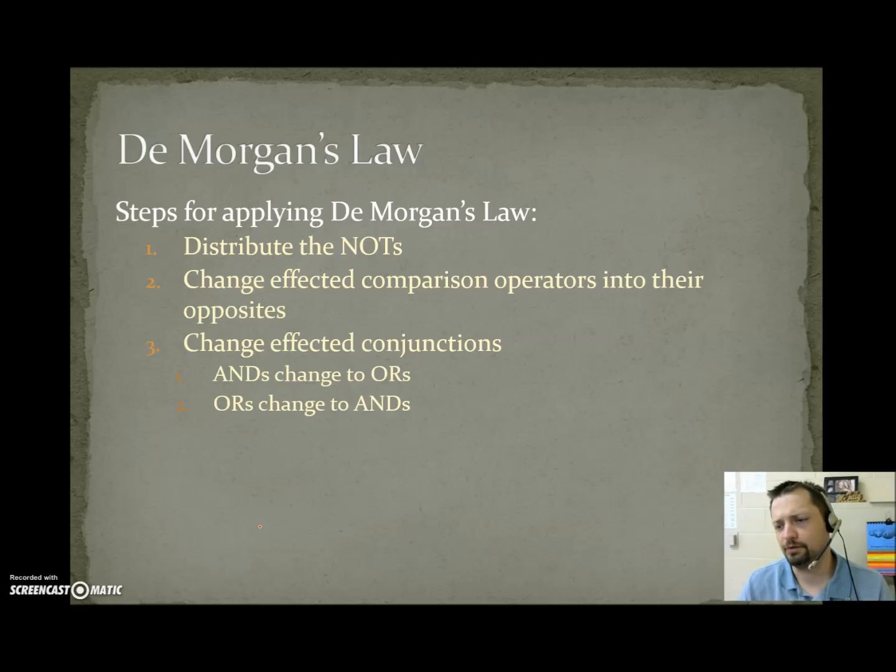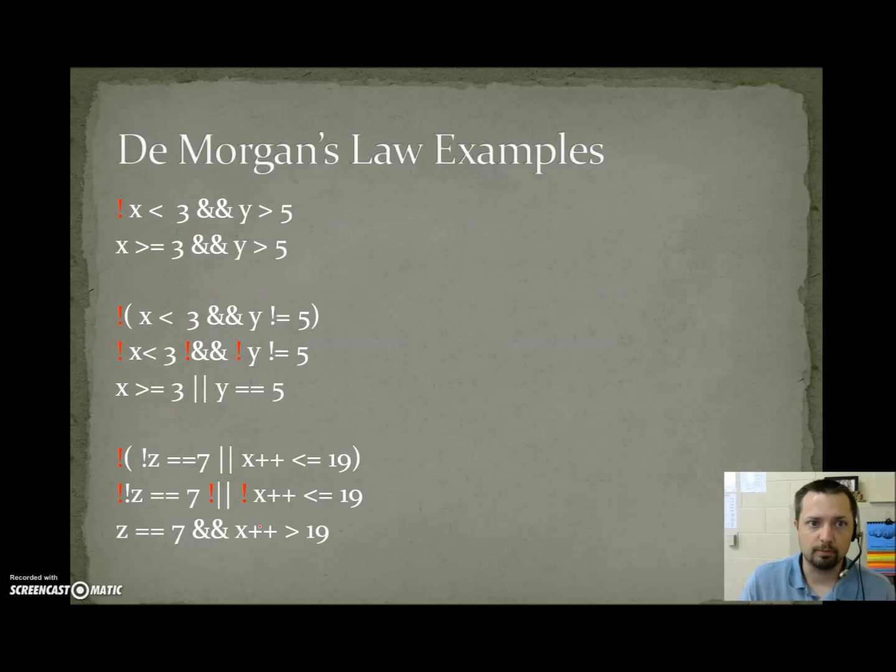Technically it's wrong. There's no such thing as "not and." But for De Morgan's law, we just put the not there to remind us to flip the sign. You'll see in the next example. So here we have not x less than 3. That was the only part the not was affecting. So right here is what changed: x greater than or equal to 3, the rest was unchanged.